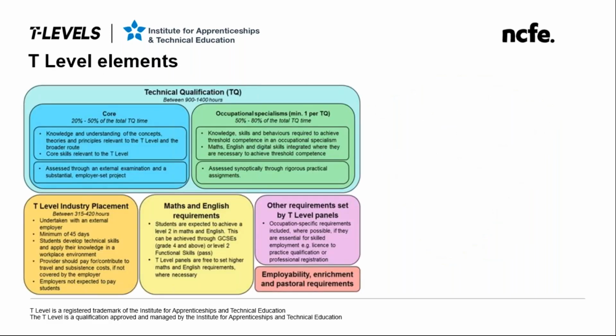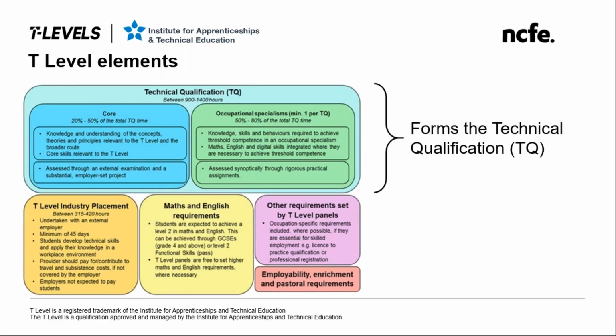This diagram shows the overall T-level program, and it consists of 5 key elements. NCFE are responsible for the assessment awarding of the technical qualification, or TQ. This includes the knowledge, understanding, skills and behaviours required in the industry. Each level 3 technical qualification must provide reliable evidence of students' attainment in relation to the core knowledge and skills relevant to the route and the occupational specialisms. They are covered in the technical qualification, which NCFE are responsible for.